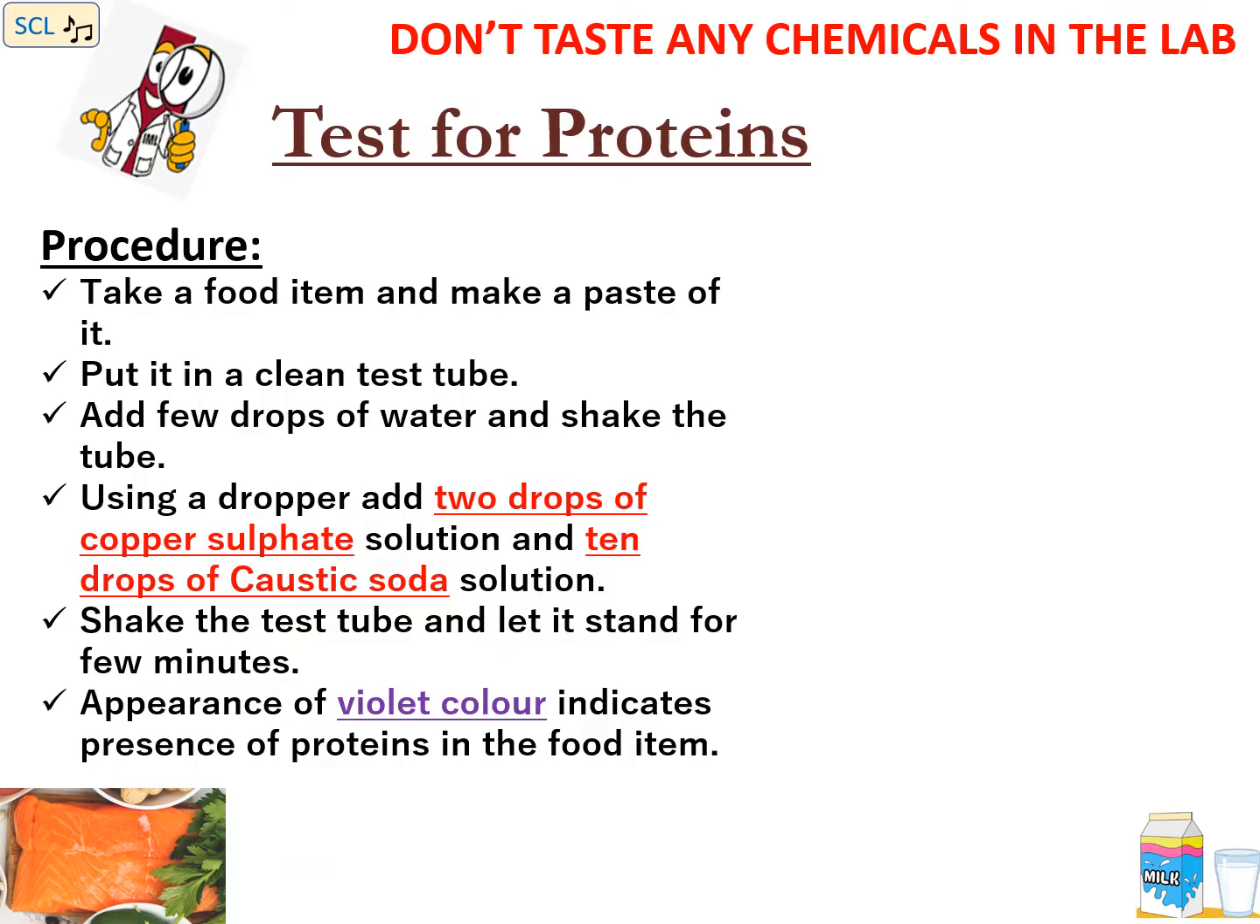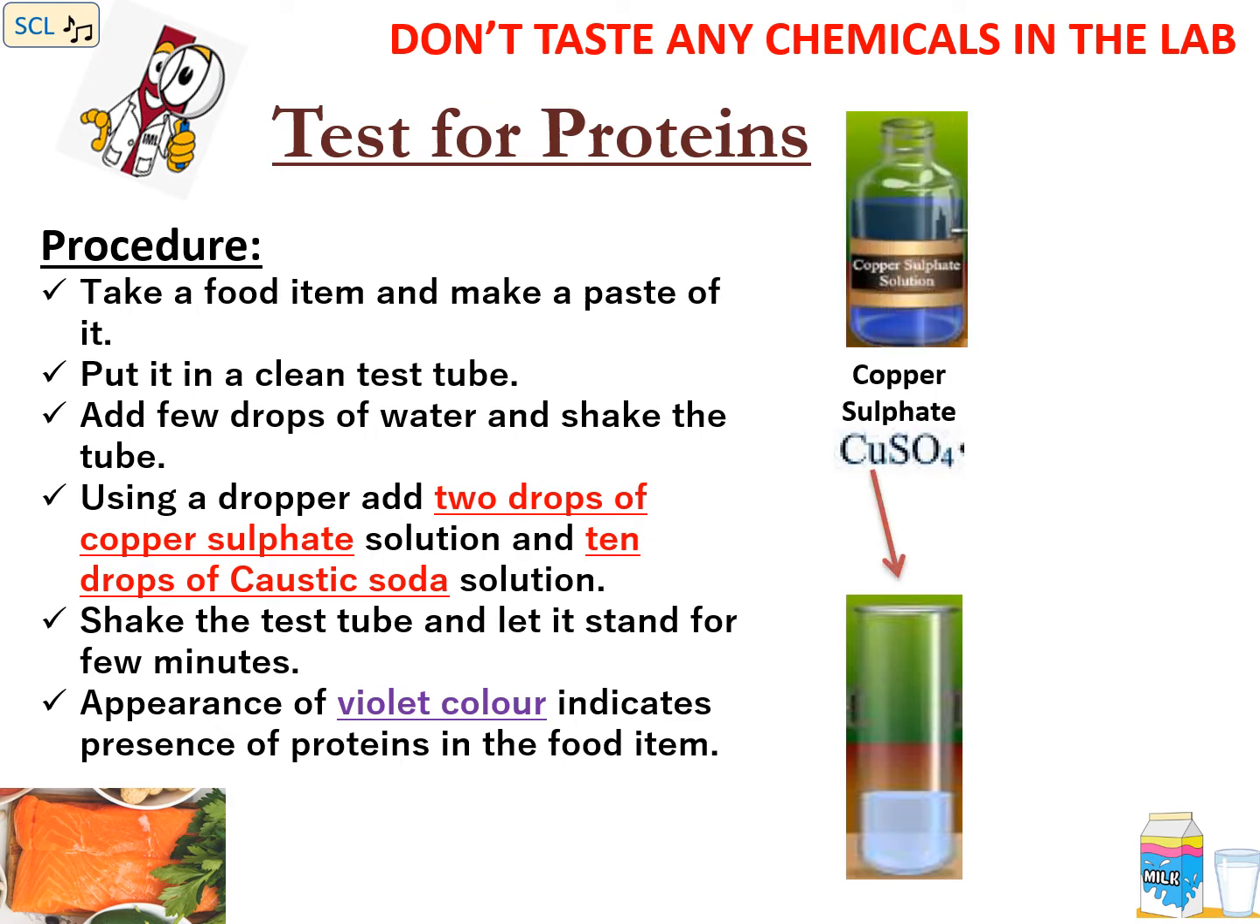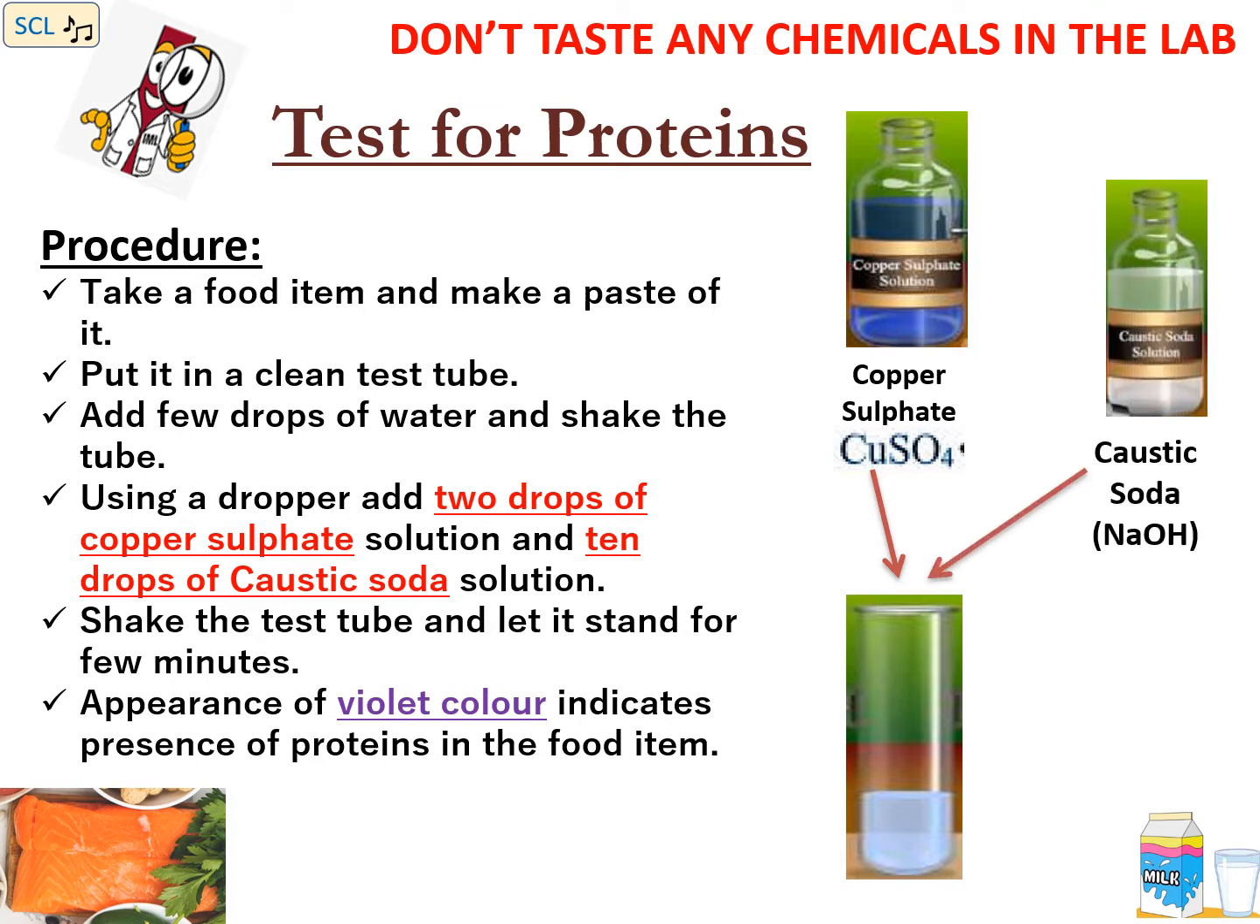How to find out that a food item contains proteins? Take paste of the food item in a clean test tube. Add few drops of water and shake it. Use a dropper to add 2 drops of copper sulfate solution and 10 drops of caustic soda solution. Again shake it and let it stand for a few minutes. A violet color shows the presence of protein in the food item.